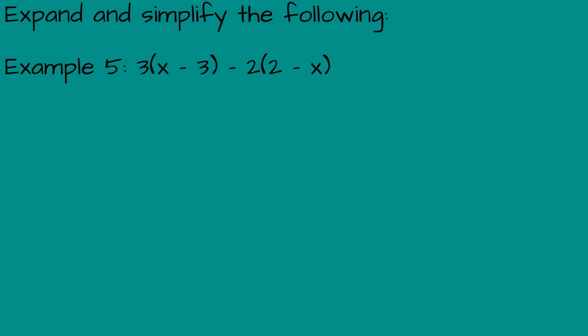Example 5 is very similar to the last example, but the signs are a little trickier. First multiply the first bracket by 3, which gives 3x minus 9. The second bracket is minus 2 times everything inside the bracket, so this gives us minus 4 plus 2x. Adding the x terms gives us 5x. And adding the number terms gives minus 13. This gives a final answer of 5x minus 13.